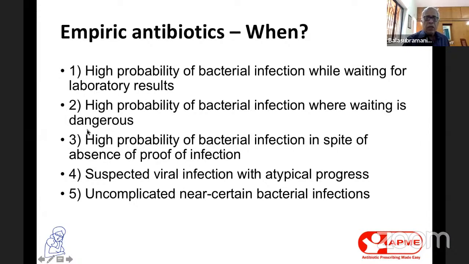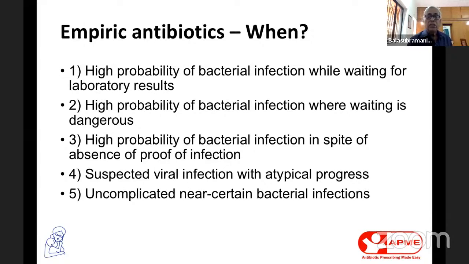3rd, high probability of bacterial infection in spite of absence of proof of infection. Please read the sentence: absence of proof of infection. For example, you have a child with dysentery, blood in stools. The WHO algorithm says if you have dysentery, you give antibiotic. Watery diarrhea, you give only zinc. But somebody doesn't do stool culture or blood culture for dysentery. So you don't look for proof of infection for dysentery, you start antibiotic, isn't it?